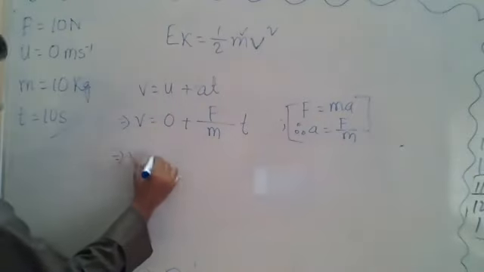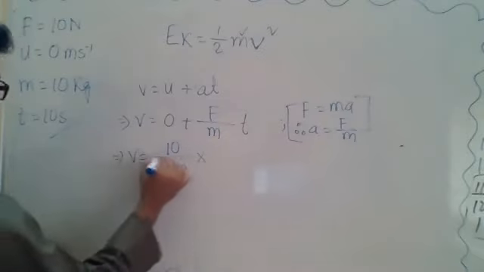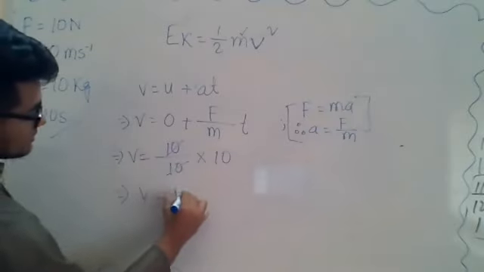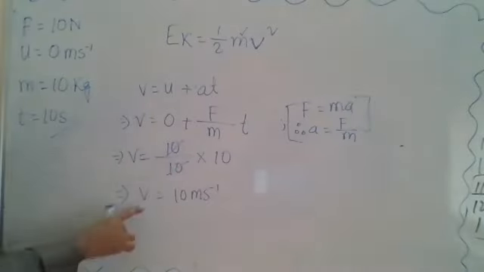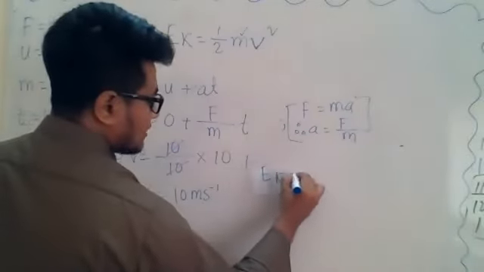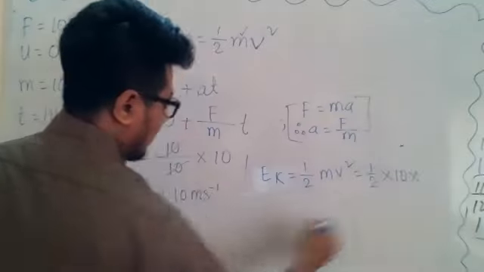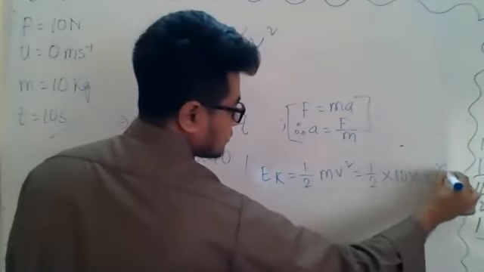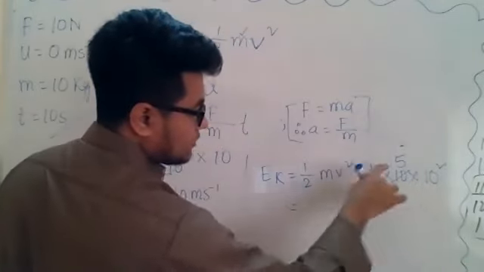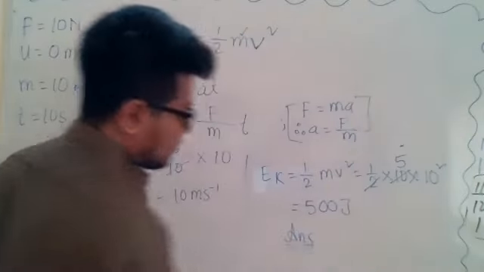So I will just replace the value now. F is 10 and mass is 10, into the time is 10. So it will be 10 by 10, 1 into 10 is 10 meter per second. So we have our velocity. Now we will just replace the value of v. Ek is equal to half mv square, that is half into mass 10 kg and velocity is also 10, so it will be 10 square. 10 square means 100. 100 into 5 is 500 joule. This is the kinetic energy of this body.